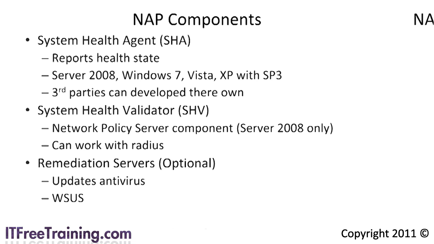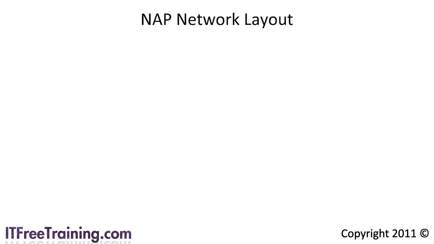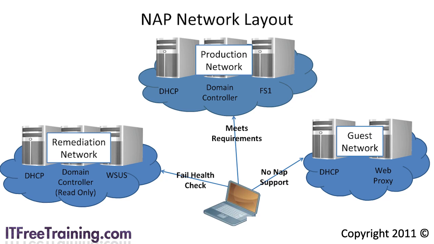Let's have a look at a typical NAP layout that may be used in a large company. On this network, when the computer connects to the network, one of three things happen. First, if the computer meets its health requirements, it is allowed access to the production network.